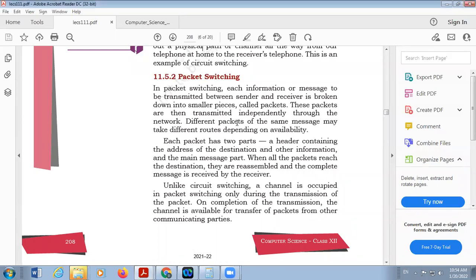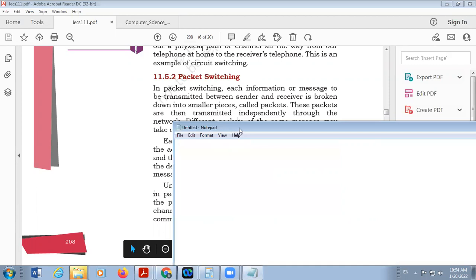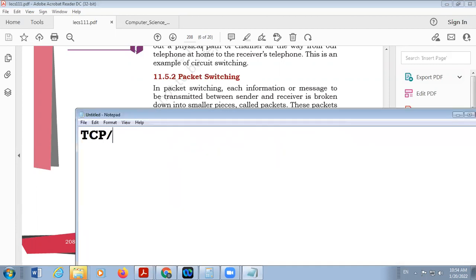Okay. In lower classes, there was a protocol in your syllabus called TCP/IP. TCP/IP stands for Transmission Control Protocol, Internet Protocol. On the sender side, TCP divides a message into different parts. IP of the sender sends these packets to the receiver side through different routes. On the receiver side, these packets are received by IP and then TCP reassembles them.